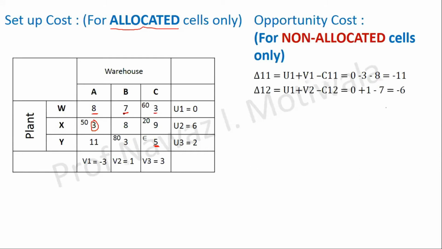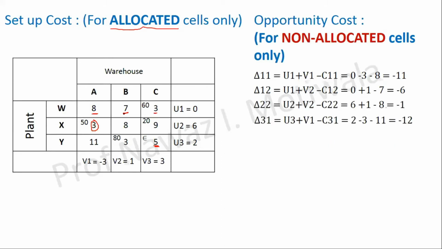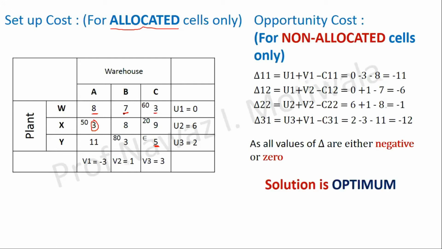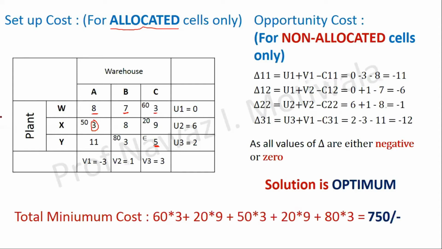By the same procedure, I will calculate all the opportunity costs. So what will I write? As all the values of delta are either negative or 0, our solution is optimum. And what will be the answer now? Now I have written total minimum cost. You can see here, total minimum cost.